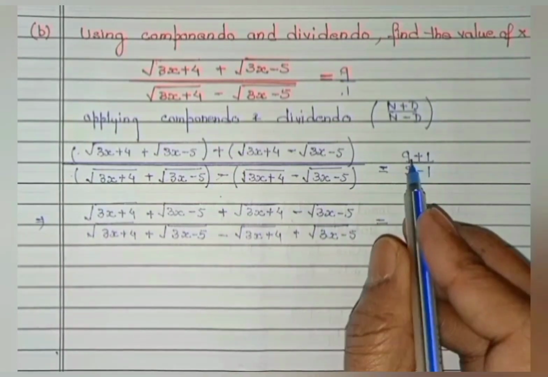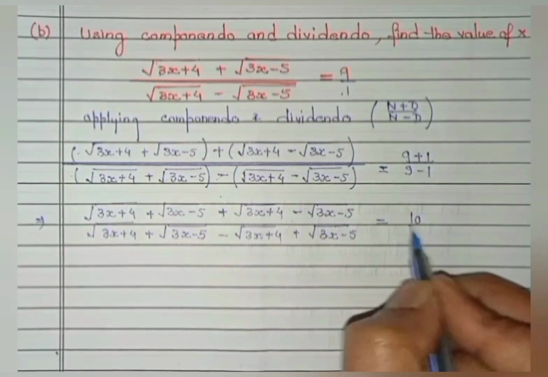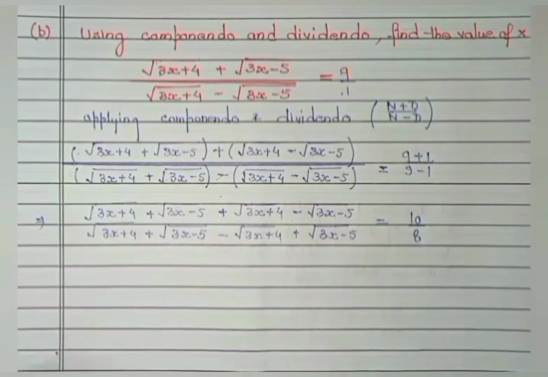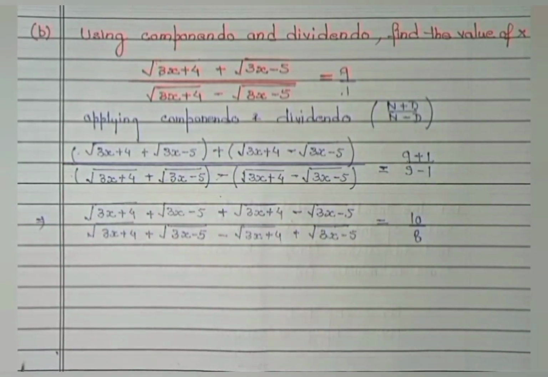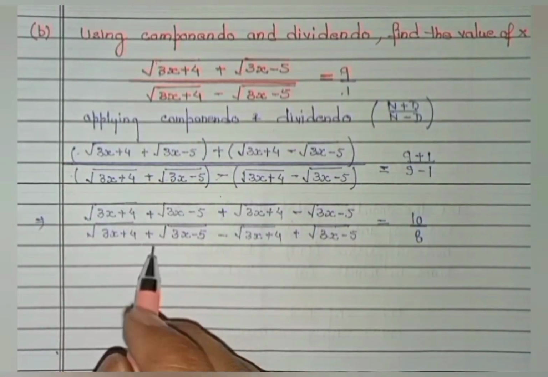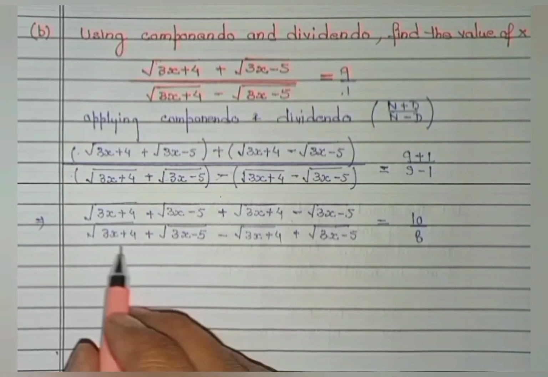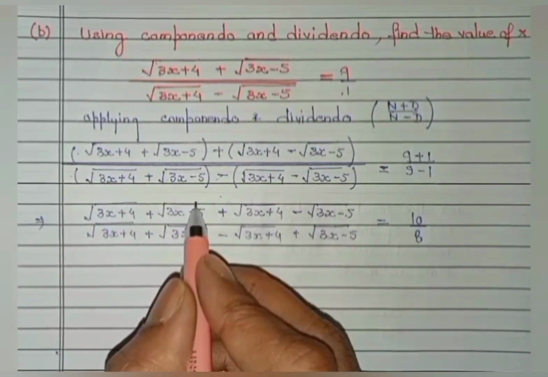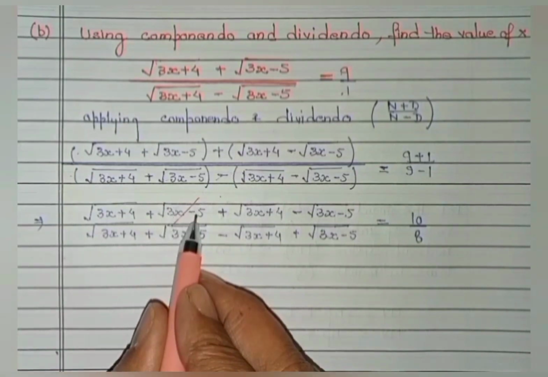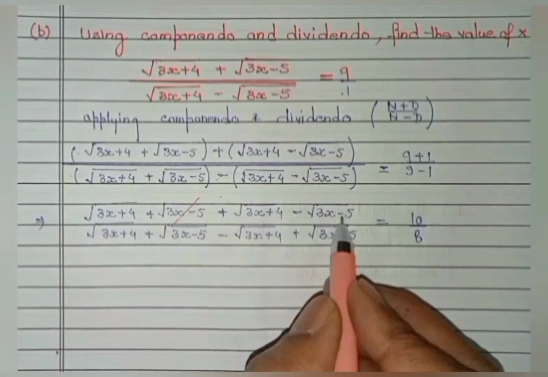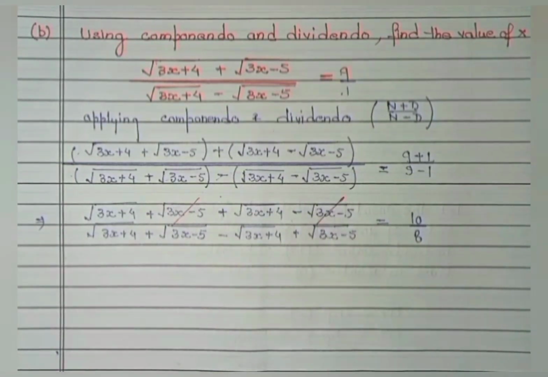And on the right side, 9 plus 1 is 10, 9 minus 1 is 8. Now, as you can see on the left side, this will get reduced. This is 3x minus 5 positive, 3x minus 5 negative. This will cancel out.